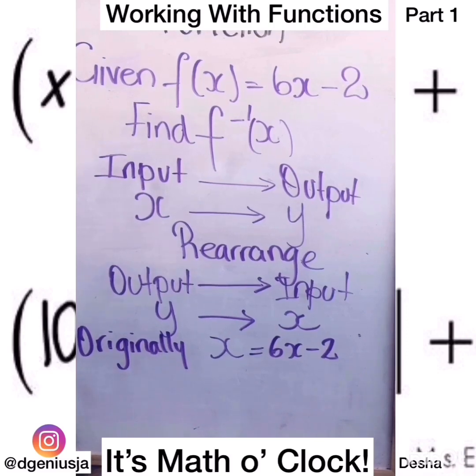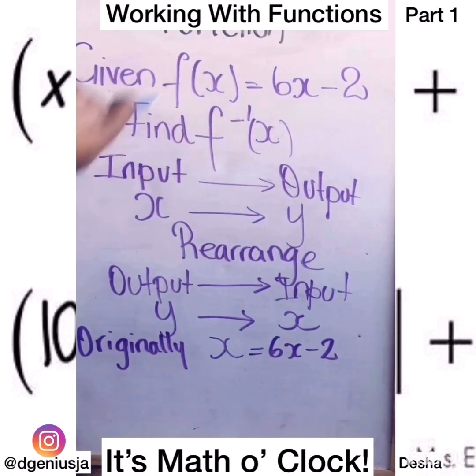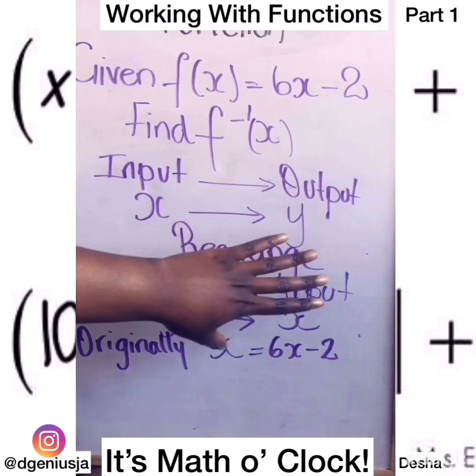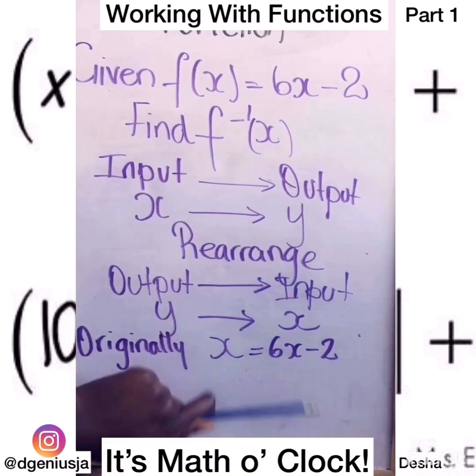Let us look at my first example. Given that f of x is equal to 6x minus 2, find the inverse. This little f minus 1 means the inverse of x. Guys, we're literally switching them around. Recall from my very first example using functions, I mapped the input, which was x, to the output, which was y. To find the inverse, all we're doing is rearranging it. So we're going to map the output, which is y, to the input, which is x.